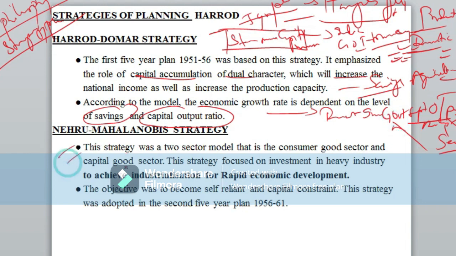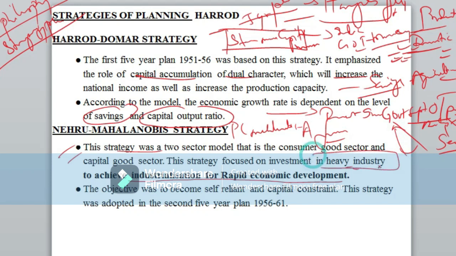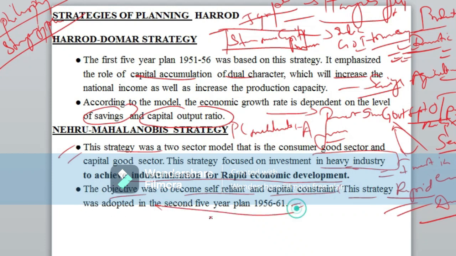Second plan comes in the model of Nehru Mahalanobis, P.C. Mahalanobis, a famous statistician of that time, gave his formally industrialization for rapid economic development. उन्होंने बोला कि सेविंग करने से और कैपिटल जमा करने से ग्रोथ नहीं होगा, बल्कि वी नीड टू इन्वेस्ट इन रैपिड इंडस्ट्रियलाइजेशन. तेजी से आर्थिक विकास करने के लिए हमें काम करना है. ऑब्जेक्टिव वाज बिकमिंग सेल्फ रिलायंट एंड कैपिटल कंस्ट्रेनिंग. सो ये स्ट्रेटजी क्या बन गई, एडॉप्ट कर ली गई सेकेंड 5 ईयर प्लान में.